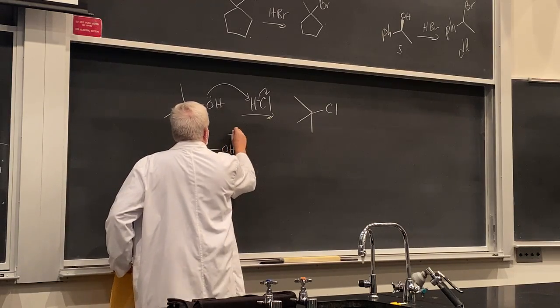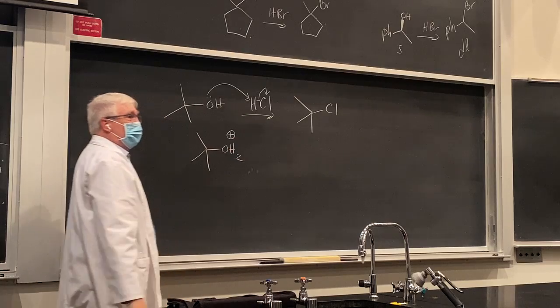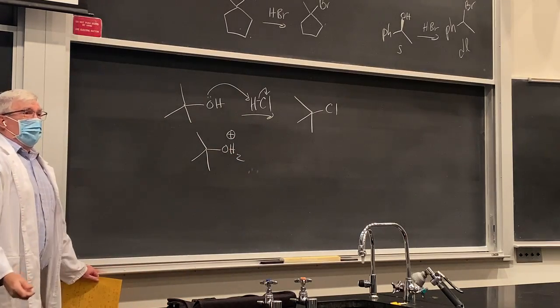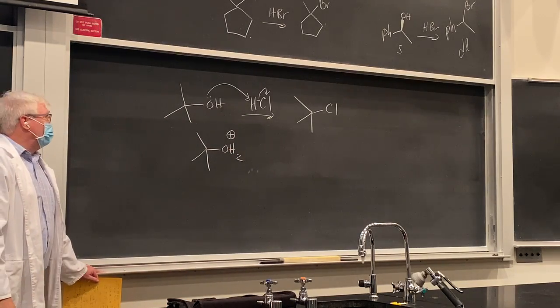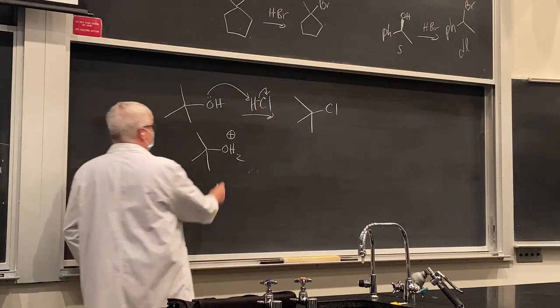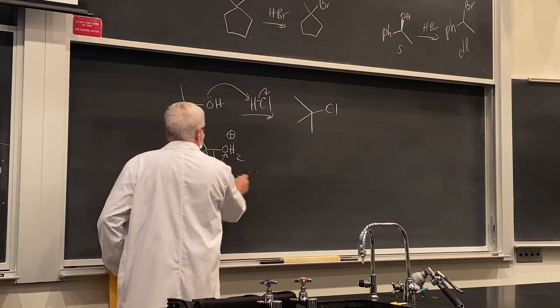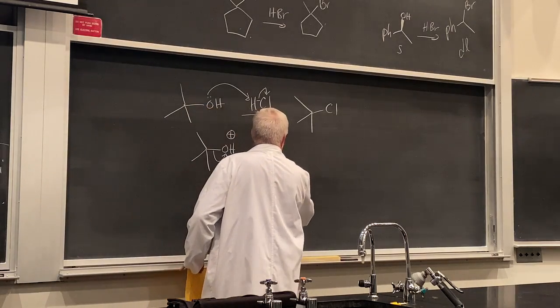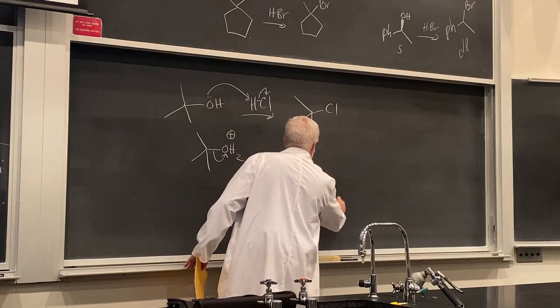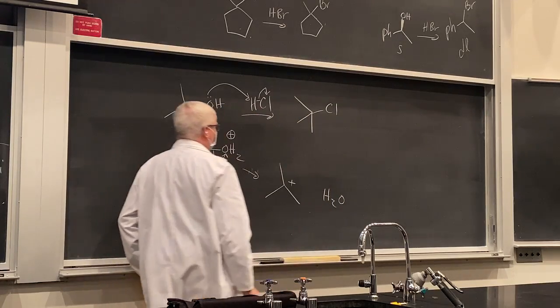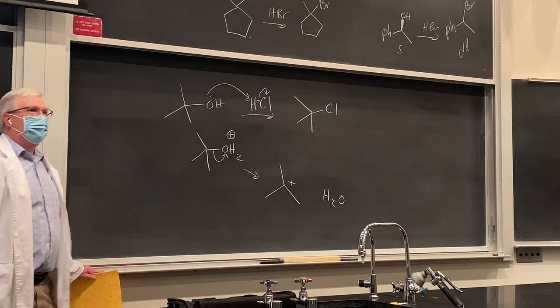What do we call that? That has a plus charge now. That's hydronium ion. Just like protonated water, this is protonated alcohol, right? And then how do we get to the carbocation now? Now you can see we can form water and the carbocation. Okay, everybody okay with that?